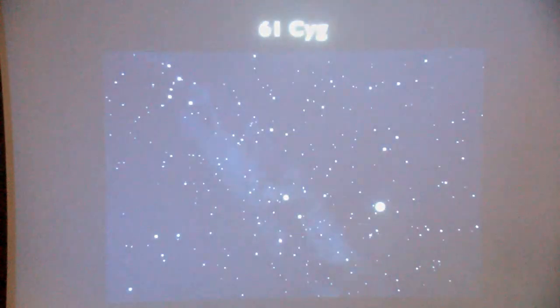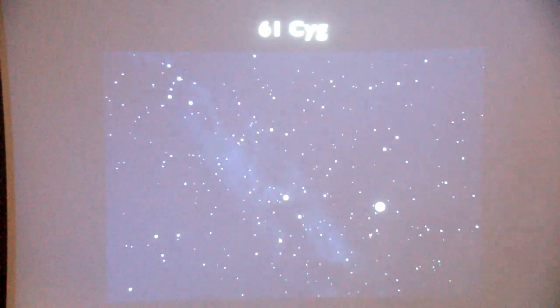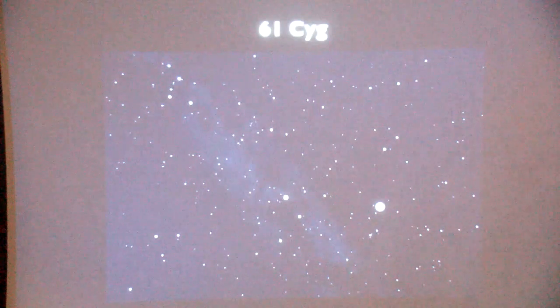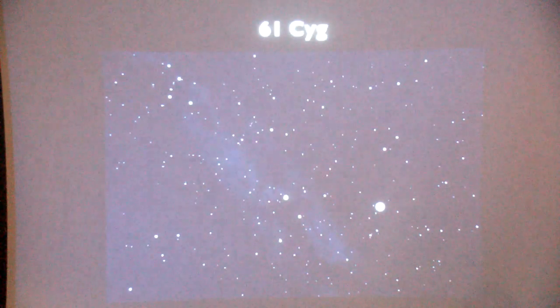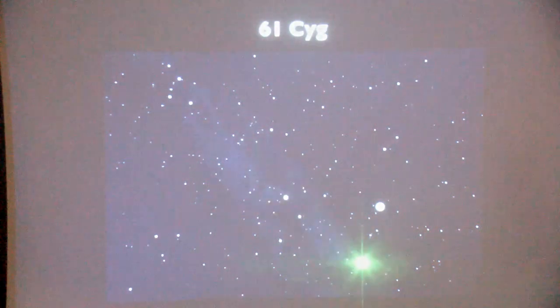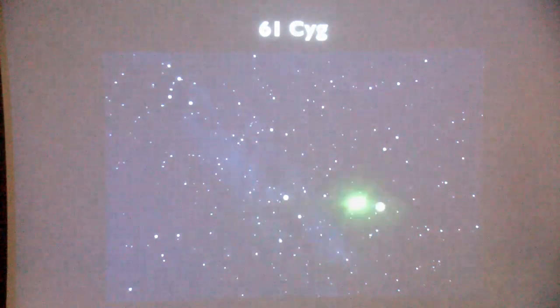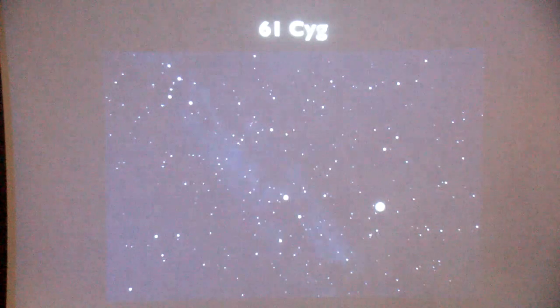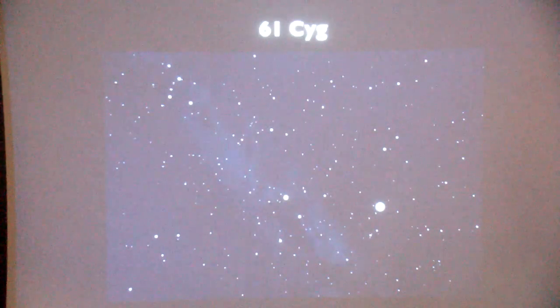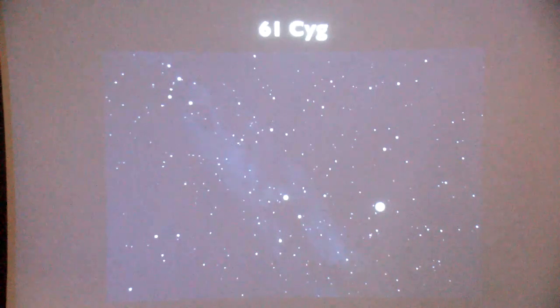That doesn't teach us anything about the early universe, so we have to figure out how to look further out. Here I'm showing you an example of 61 Cygni, a binary star in the constellation Cygnus, which some of you may recognize is down here. That's the swan flying along the Milky Way. You see the wings here, and in the back of the right wing is 61 Cygni. If you look at that binary system, you don't see it as it is now, but as it was roughly 11.4 years ago.